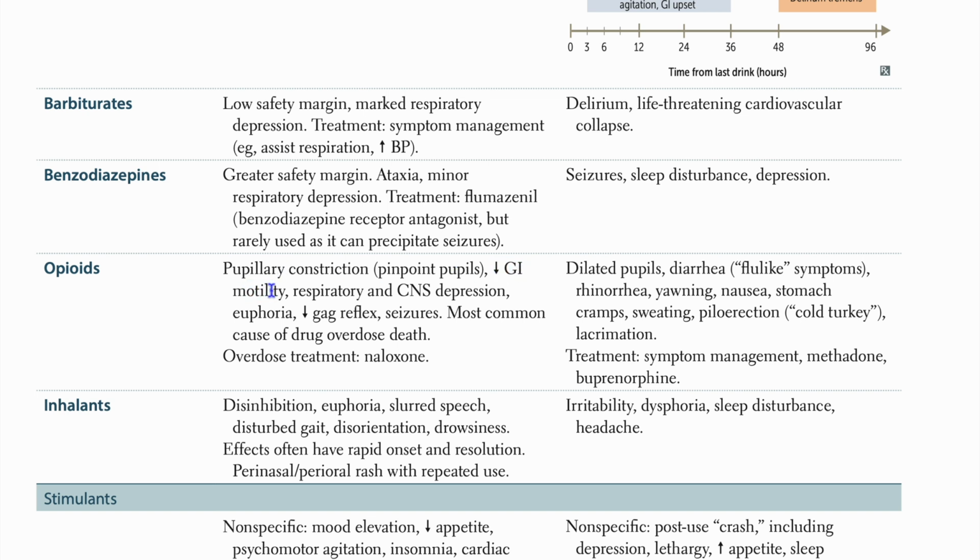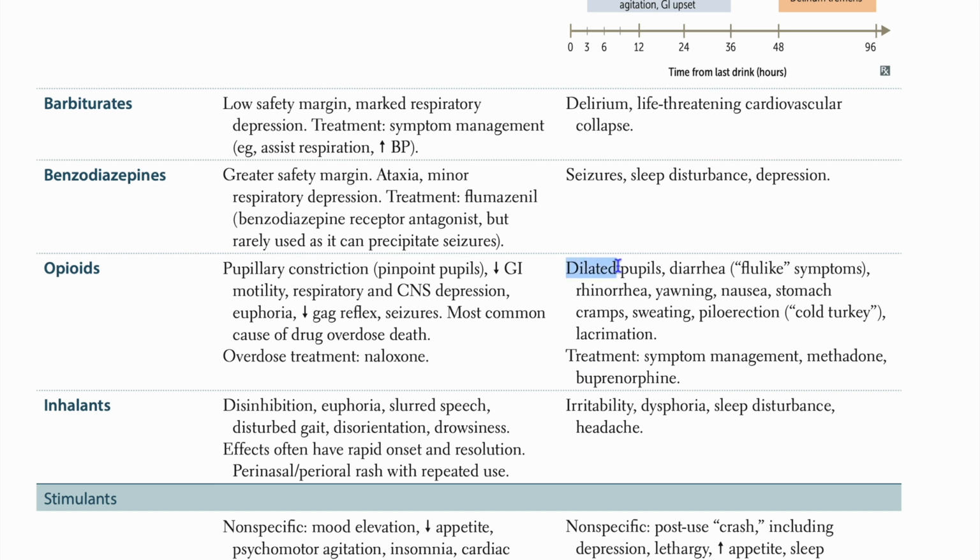Decreased GI motility. It slows down the motilin receptors. Respiratory and CNS depression. Again, same thing. Euphoria and gag reflex decrease, and seizures. Most common cause of drug overdose, death. Overdose treatment is naloxone. Okay. You need to know what you would give in a neonatal abstinence syndrome, right? You give methadone, and I forgot the other one, but methadone is like number one, and then I guess the other one was naltrexone or something like that.